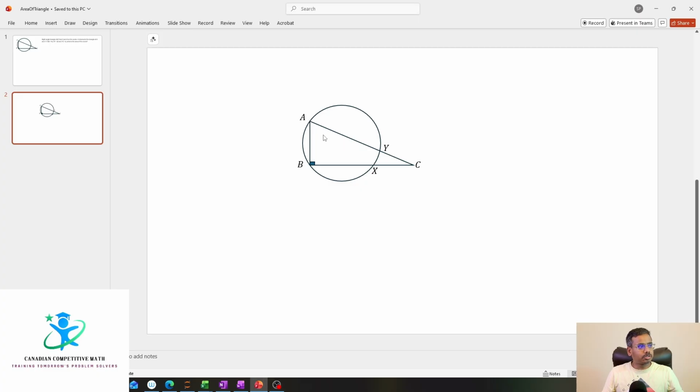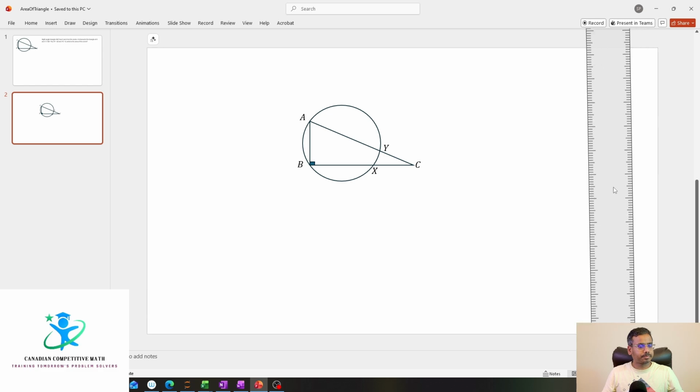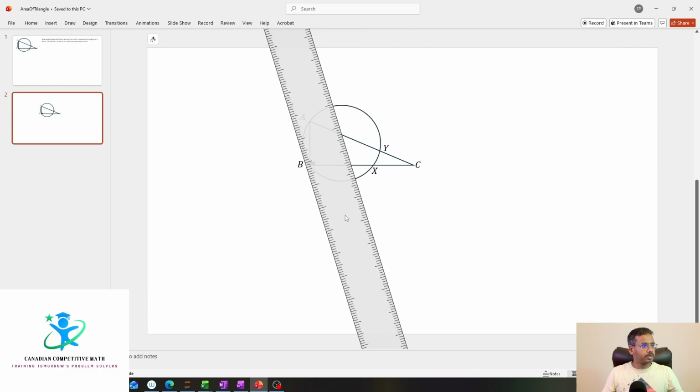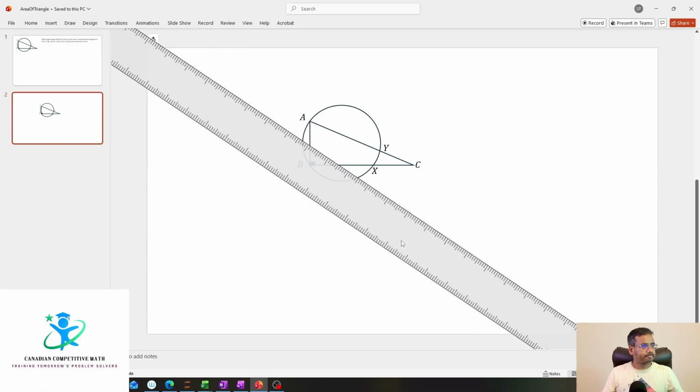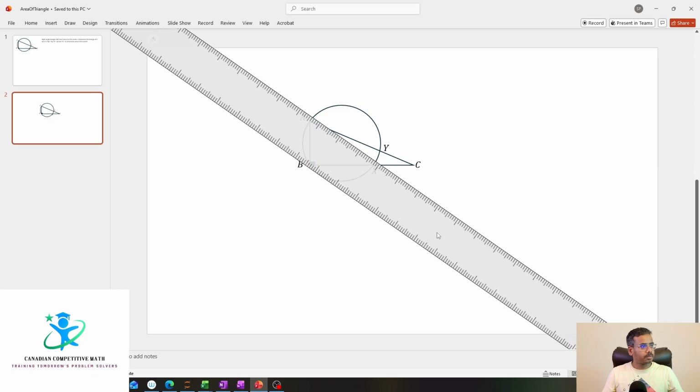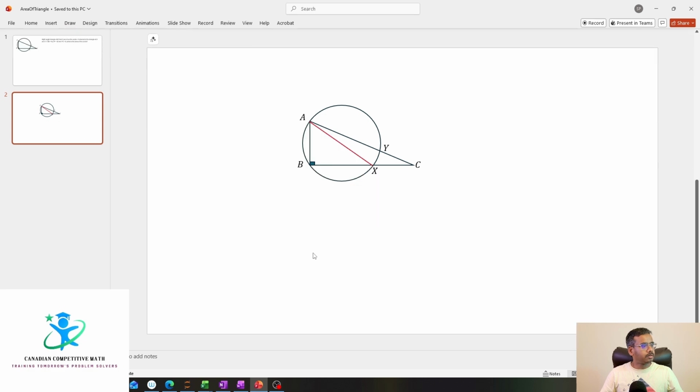So let us join points A and X. I'll go ahead and join point A and point X. Let me join this. Point A and point X. Okay, I'll close this ruler here.